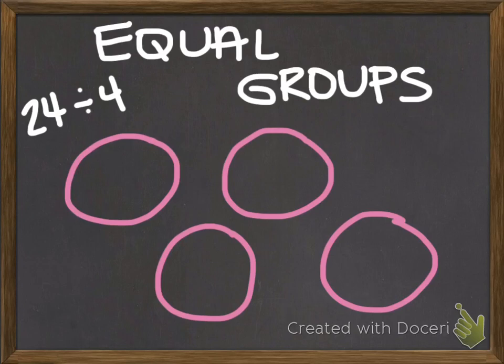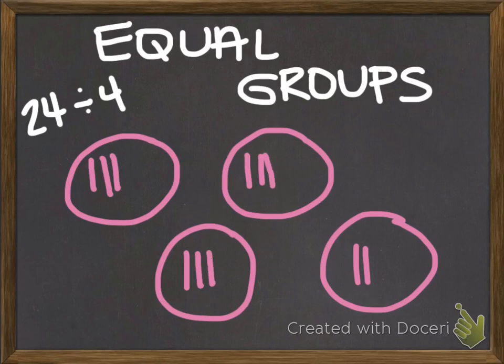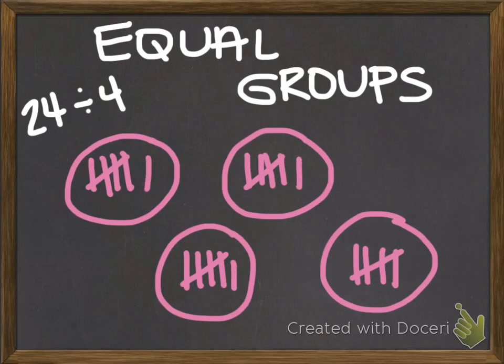So I do this by just giving 1 to each group. Watch me. 1, 2, 3, 4, 5, 6, 7, 8, 9, 10, 11, 12, 13, 14, 15, 16, 17, 18, 19, 20, 21, 22, 23, 24.